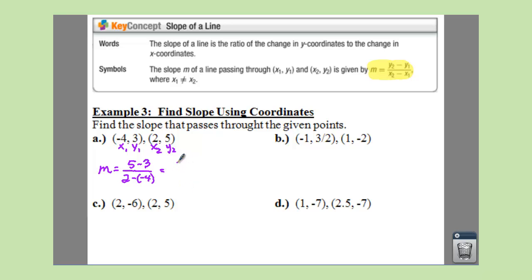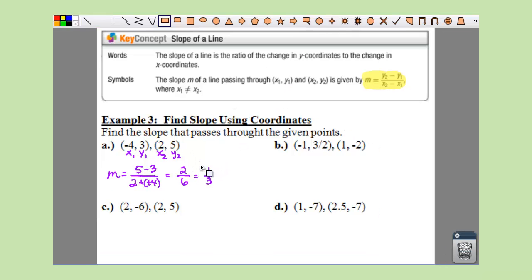And when we simplify this, 5 minus 3, well, that's just a 2. On the bottom, 2 minus a negative 4 really becomes a plus. So 2 plus 4 gives you a 6. 2 over 6 gives you a 1/3. So your slope in this case is going to be 1/3.